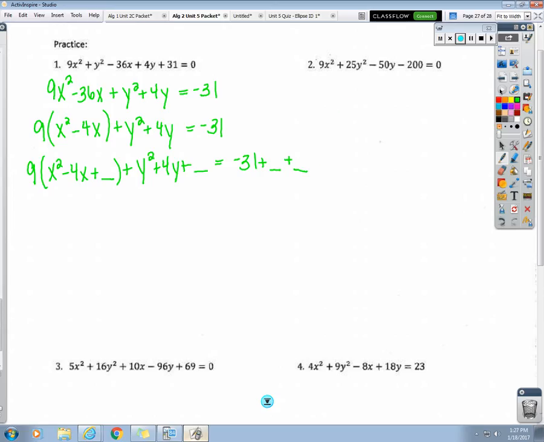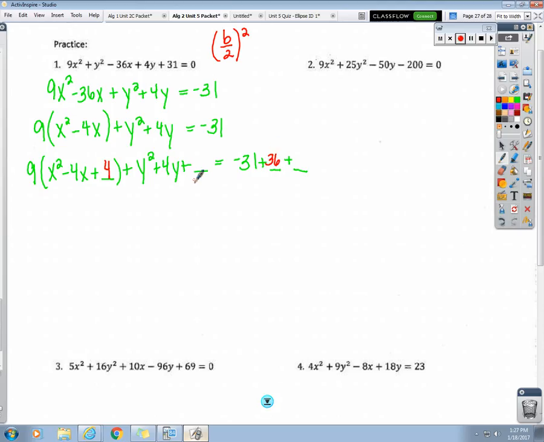How do you determine what goes in the blanks? Right, b over 2 squared. So for the x trinomial, what is the b value? Divided by 2, negative 2 squared, 4. But over here it will be a 36, because 4 times 9 is 36.